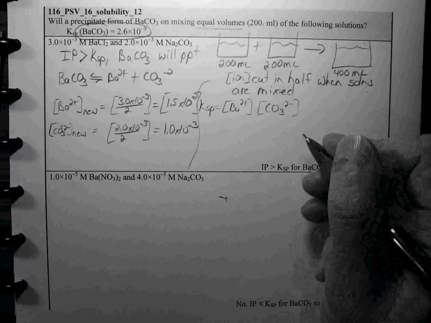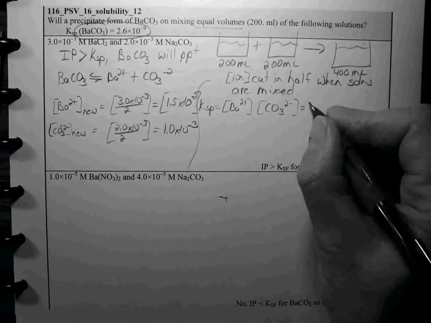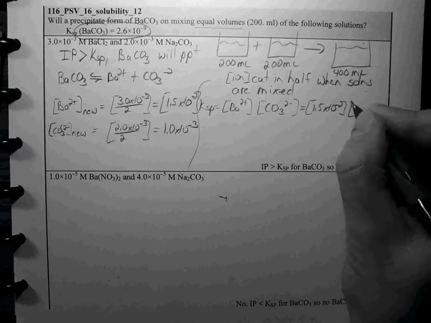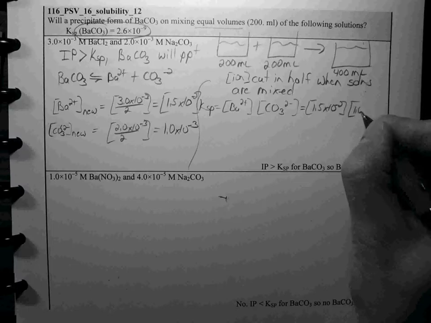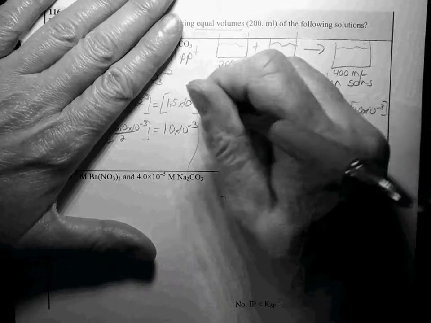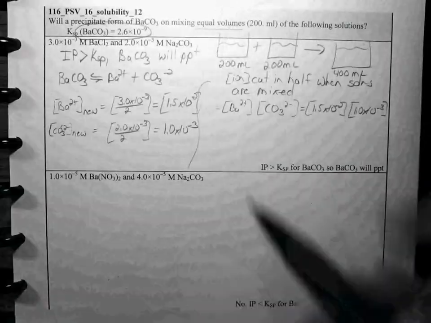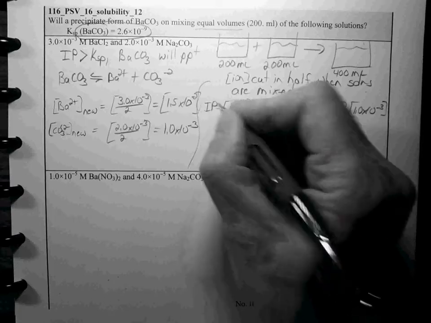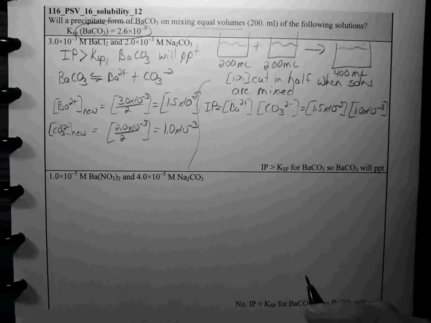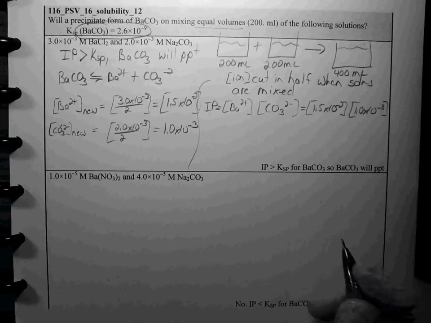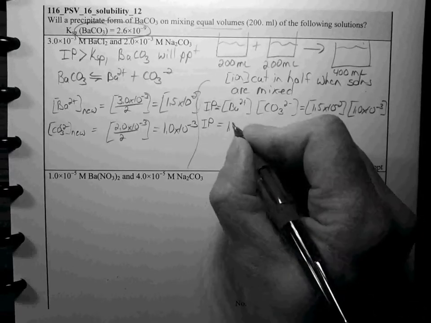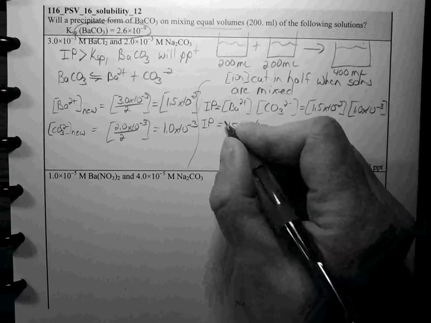Alright, so our KSP is equal to 1.5 times 10 to the minus 2 times 1.0 times 10 to the minus 3. Actually, to be more accurate here, we are calculating the ion product, not KSP, because we don't know if we're at equilibrium or not. So our ion product is equal here to 1.5 times 10 to the minus 6.